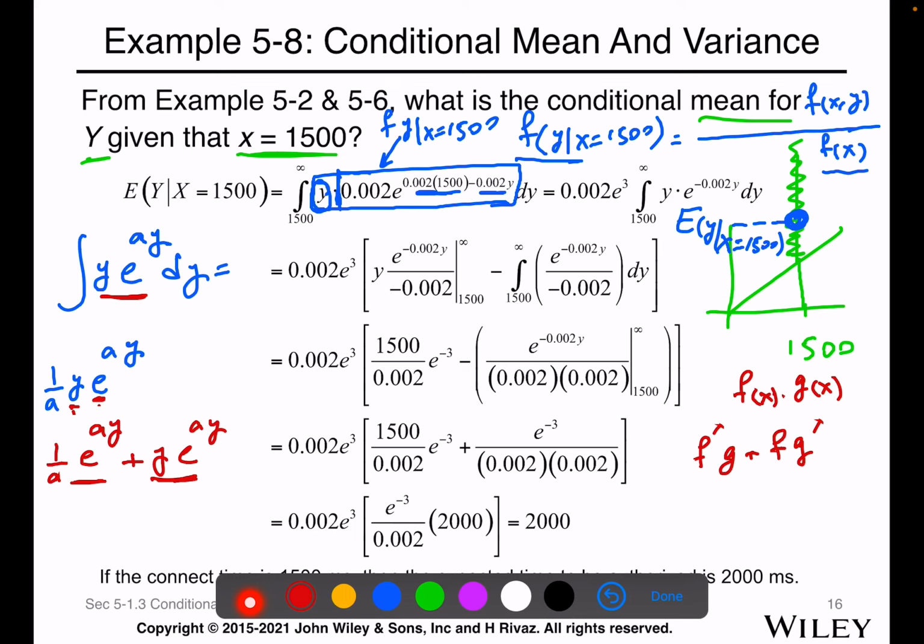So now I'm going to write the integral of that thing. That is plus 1 over a squared e to the ay.